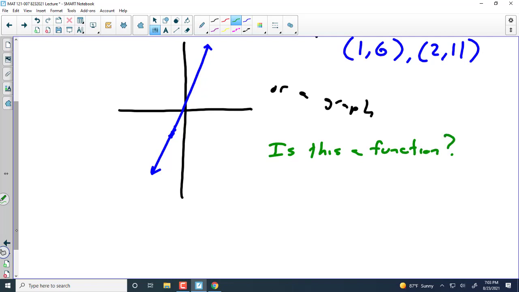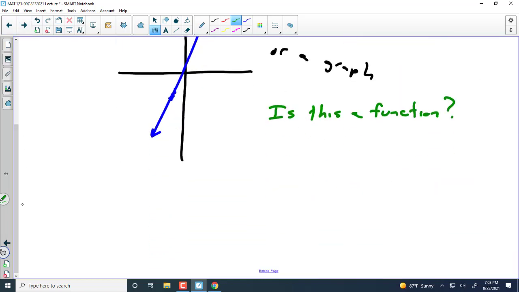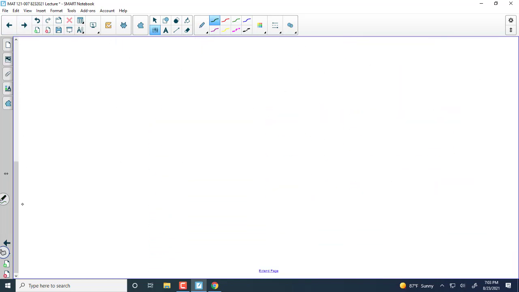Well, the graph is easy if you understood what I was doing right before the break. And what were we doing right before the break? We were looking at this and deciding that the two ordered pairs that mucked it up for everyone were the two ordered pairs that lay on the same vertical line. And we can look for that even if it's not just a bunch of ordered pairs, even if it's a curve. They're all so close to each other.